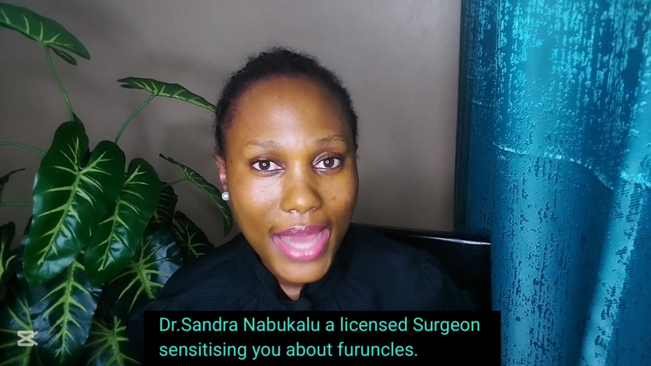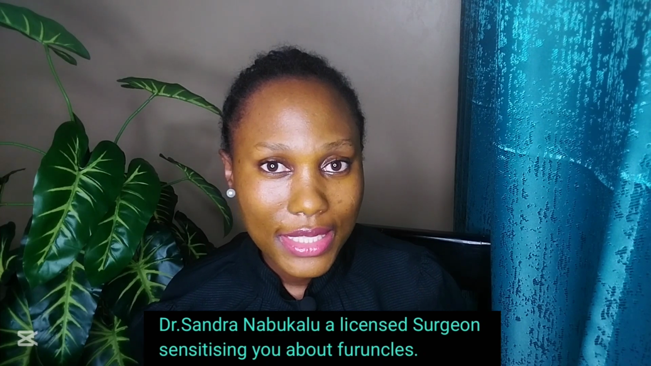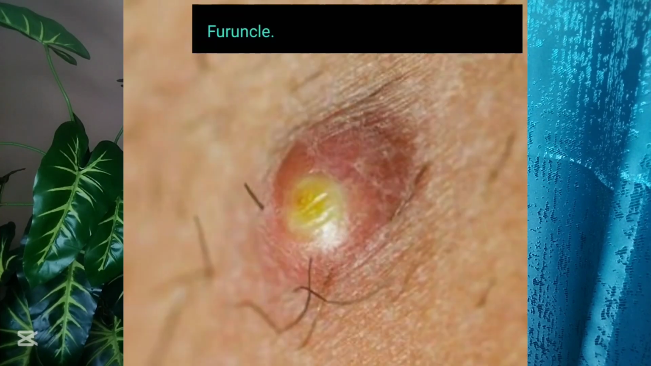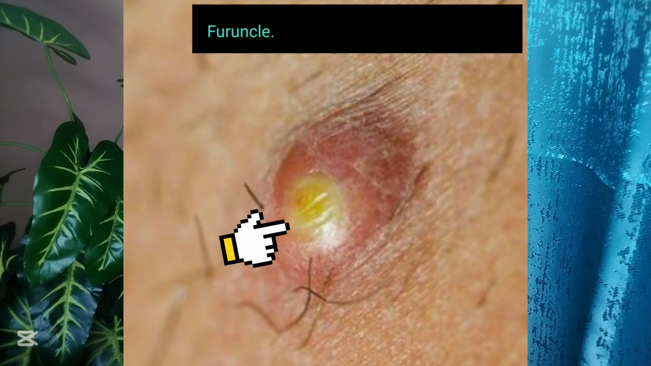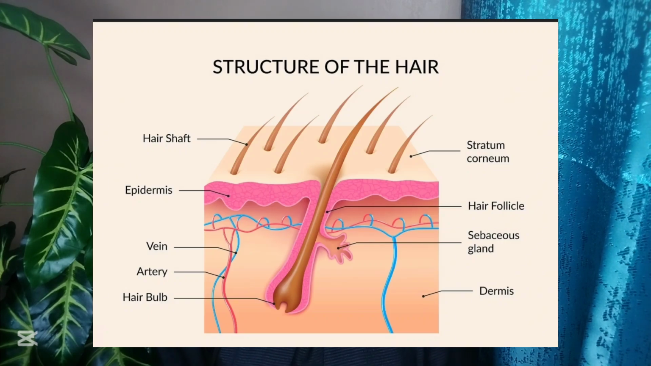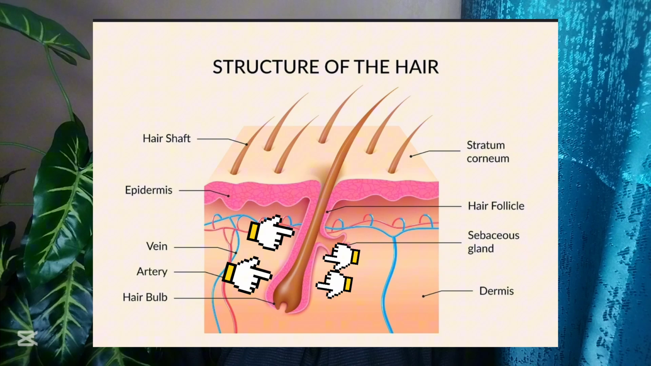I hope you become aware and sensitized about the different surgical conditions. Today's video is about a furuncle. A furuncle is a pus-filled swelling in the skin that is usually as a result of infection of the hair follicle as well as the tissue surrounding the hair follicle.